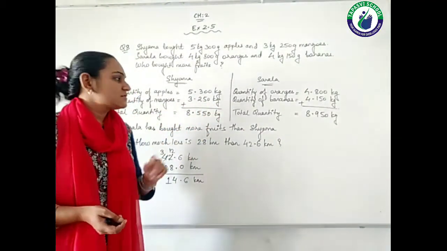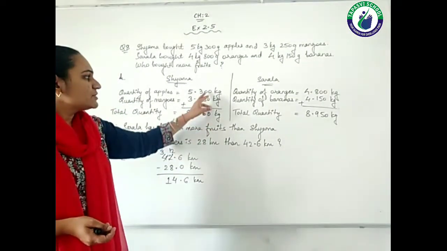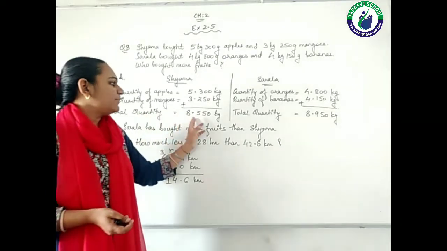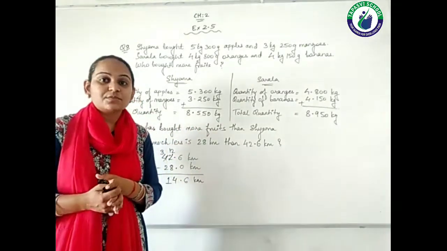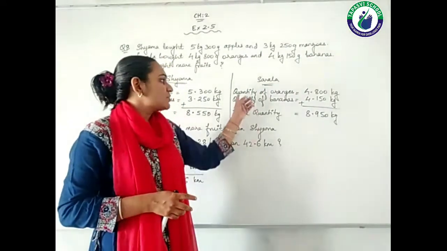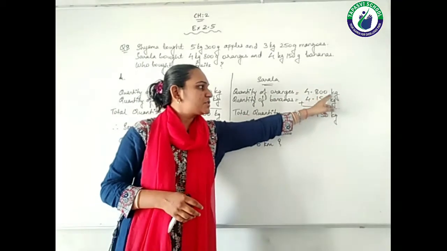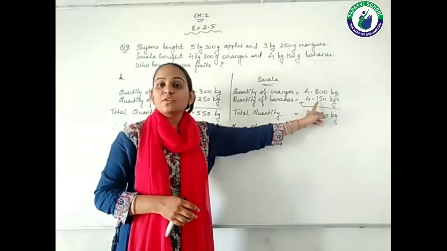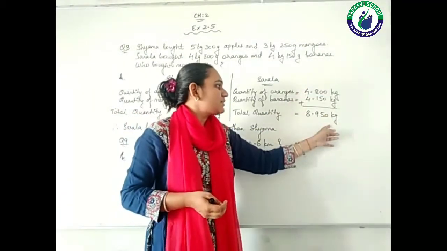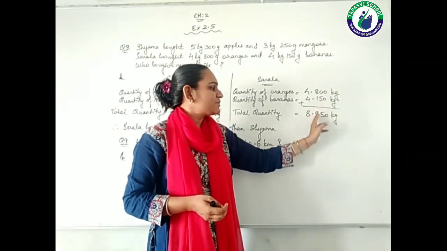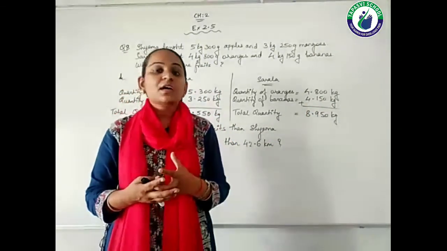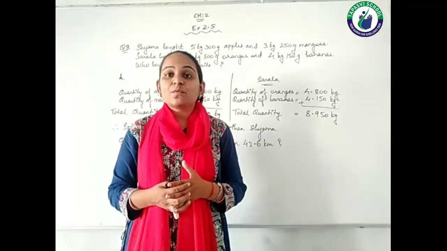Totally, that means summation. So you will get 0, 0, 0 plus 5 is 5, 3 plus 2 is 5, and 5 plus 3 is 8. So the total quantity is 8.550 kg. Now similarly for Sarla also we do the same. So quantity of oranges, students, 4.800 kg. Quantity of bananas, 4.150 kg. So for the total quantity, that means we need to add it. So 0 plus 0 is 0, 0 plus 5 is 5, 8 plus 1 is 9, 4 plus 4 is 8. So the total quantity of the fruits bought by Sarla is 8.950 kg.